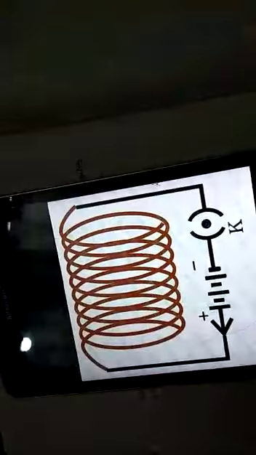These wires are insulated and wrapped closely in the shape of a cylinder in general, and when current is passed through it, it behaves like a magnet. So I can show you a solenoid here.